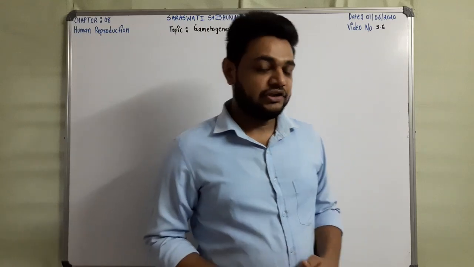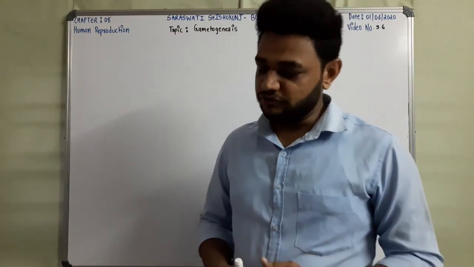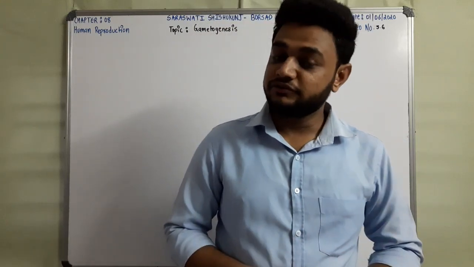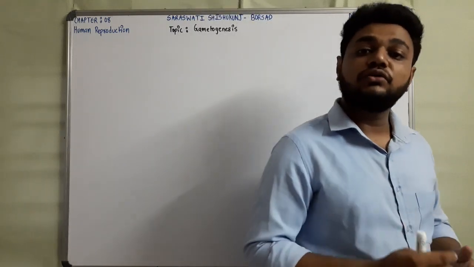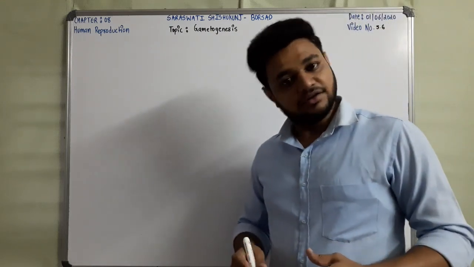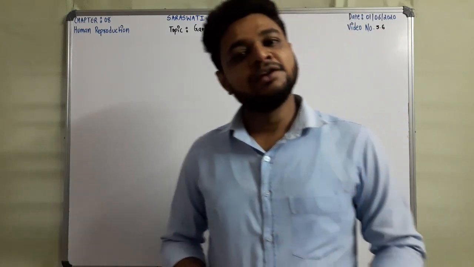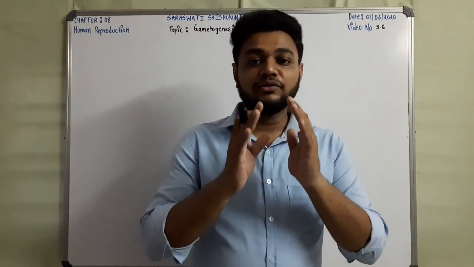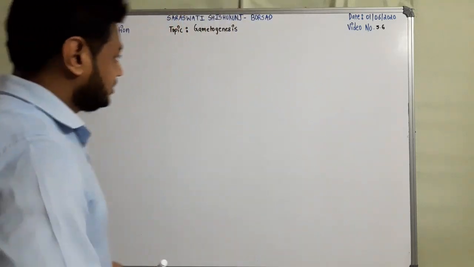Hello students, we have discussed in the previous video about spermatogenesis. That was the process about the formation of the sperm. In this video, we are going to see how the ova is formed. So the topic is gametogenesis, but it was subdivided into two parts: spermatogenesis as well as oogenesis. Now in this video, we are going to discuss oogenesis, right?